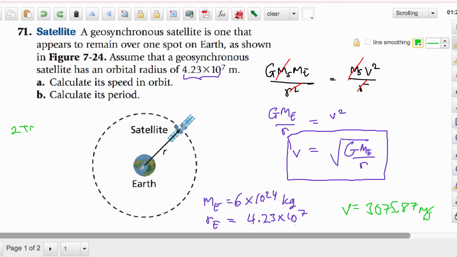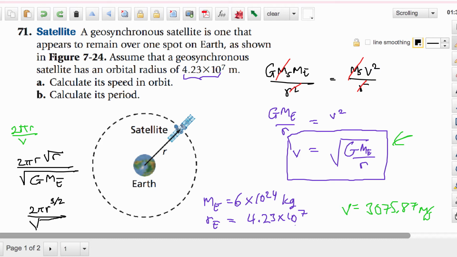So you have 2 pi r divided by v, and v is this expression over here. So this is 2 pi r multiplied by the square root of r divided by the square root of G times the mass of the Earth. On the top, we're going to have r to the power of 3/2, because if you multiply r times the square root of r, you get r to the 3/2. This is your period. So the period is proportional to r to the 3/2 power.